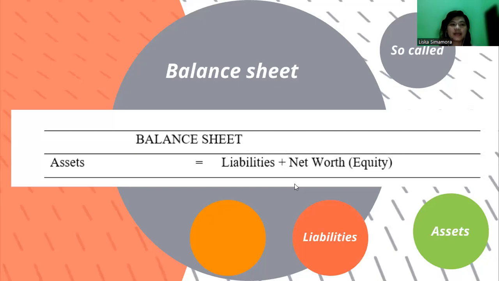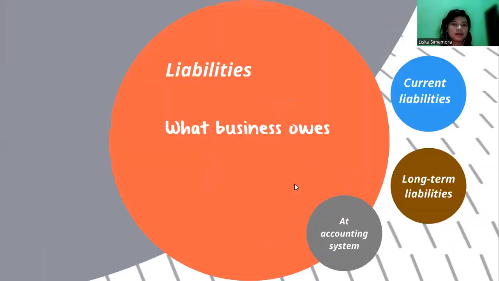The second term is liabilities. You can check your definition of liabilities, and we will define them now. So liabilities is what the business owes. Okay, so if you borrow money, then you have to pay it back. That is your liabilities. Okay, you owe something to people. That is the simple definition of liabilities.